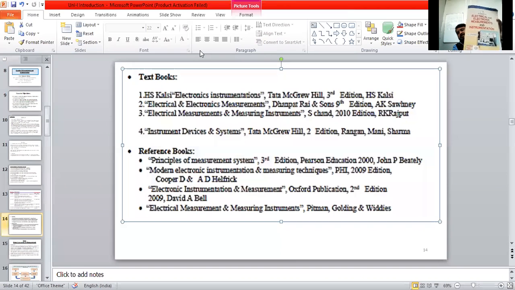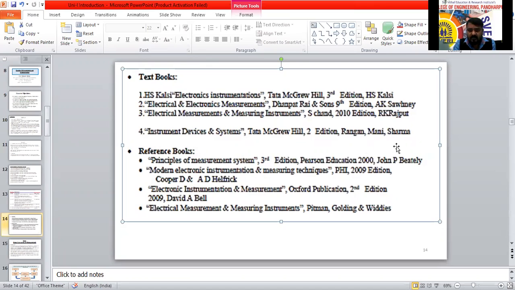This textbook you can use: Electrical and Electronics Measurement and Instrumentation. The author is A.K. Sawhney. Many copies are available in the library. You can take this textbook, and other than this, there are many others for instrument devices.